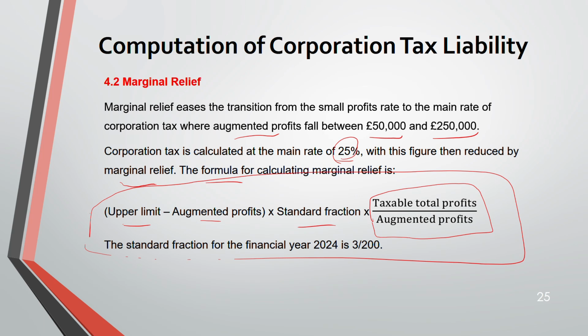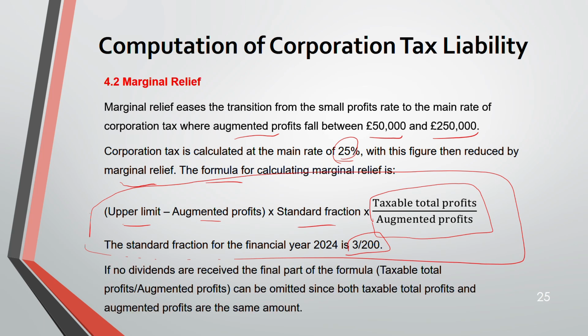The standard fraction for financial year 2024 is 3 divided by 200. It's fixed, memorize it. If there is no dividend, then you can omit the fraction TTP divided by augmented profit, because it will be 1 only. If they are the same amount, then dividing the same figure gives 1: 10 divided by 10 is 1, 5 divided by 5 is 1. So the formula becomes upper limit minus augmented profit, into the standard fraction.